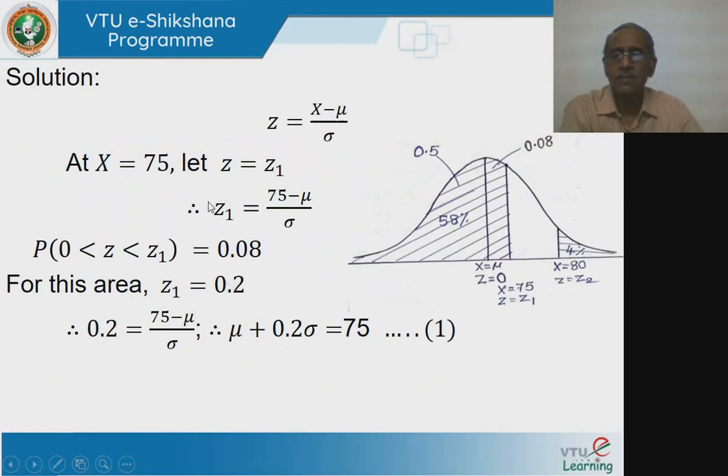So substitute the value of z1 here. 0.2 is equal to 75 minus mu by sigma. Therefore, mu plus 0.2 sigma is equal to 75. Let us call this equation 1.